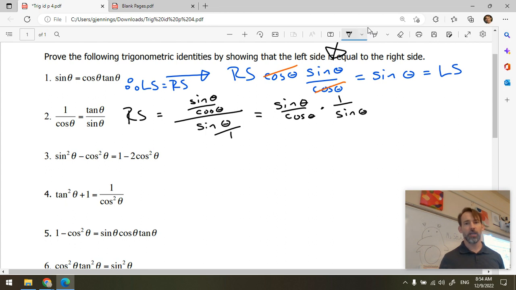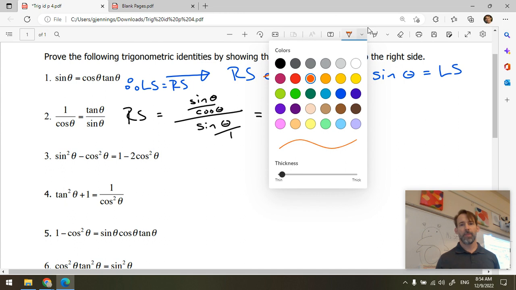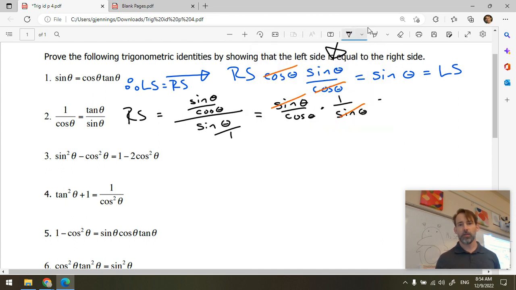Wouldn't you know it? I get my cancellation pen out again. I'm so pleased to do so. Sine theta divided by sine theta is 1. So I'm left with 1 over cosine theta. This equals 1 over cosine theta, and that equals the left side. So we're done. Therefore, left side equals right side.